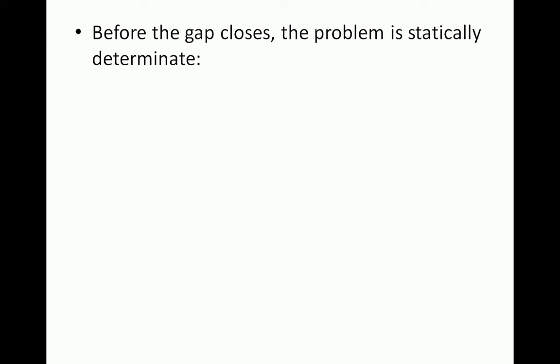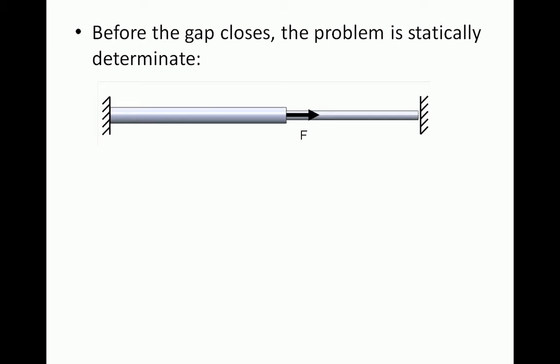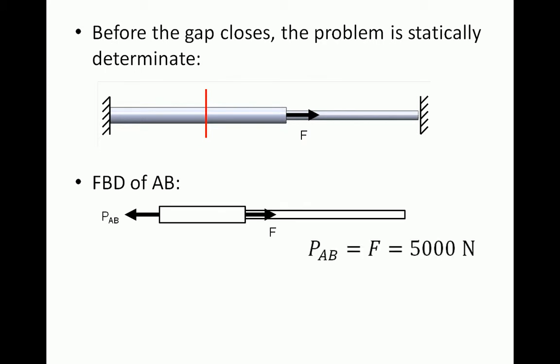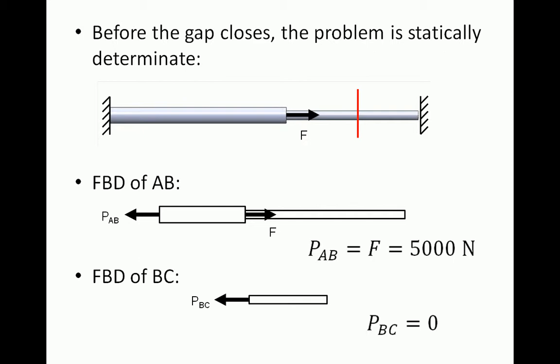Well, before the gap closes, as we noticed, we have a statically determinate problem. And in fact, there's no loading on the right-hand side, in other words, segment BC. So when we do a free body diagram of AB, we find, of course, that we're under a tensile force of 5,000 pounds in segment AB. And when we do the free body diagram of BC, if we look at everything to the right of the cut, there is no applied load, and so the internal force there is equal to 0. Makes sense. That part of it's just going along for the ride until the gap closes.